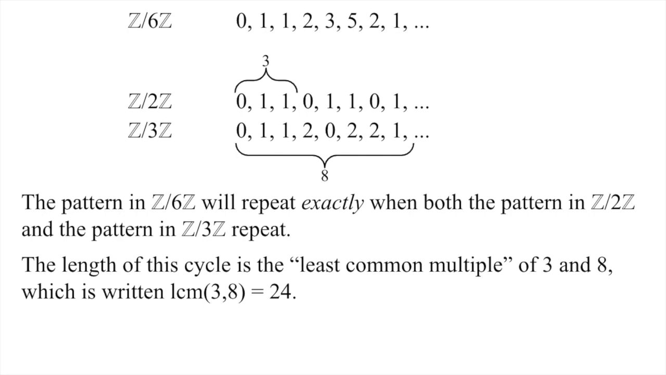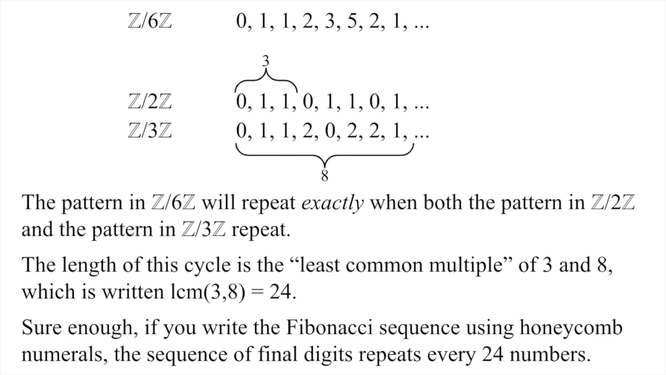To see why this is, note that the length of the cycle has to be a multiple of 3 in order for the Z mod 2Z pattern to repeat, and it has to be a multiple of 8 in order for the Z mod 3Z pattern to repeat. And of course, when it is both a multiple of 3 and 8, both of the patterns are repeating, which means that the overall pattern of pairs is also repeating. The first time this happens is at the smallest multiple of both 3 and 8, which is 24. Sure enough, if you write down the Fibonacci sequence using honeycomb numerals, the sequence of final digits repeats every 24 numbers.